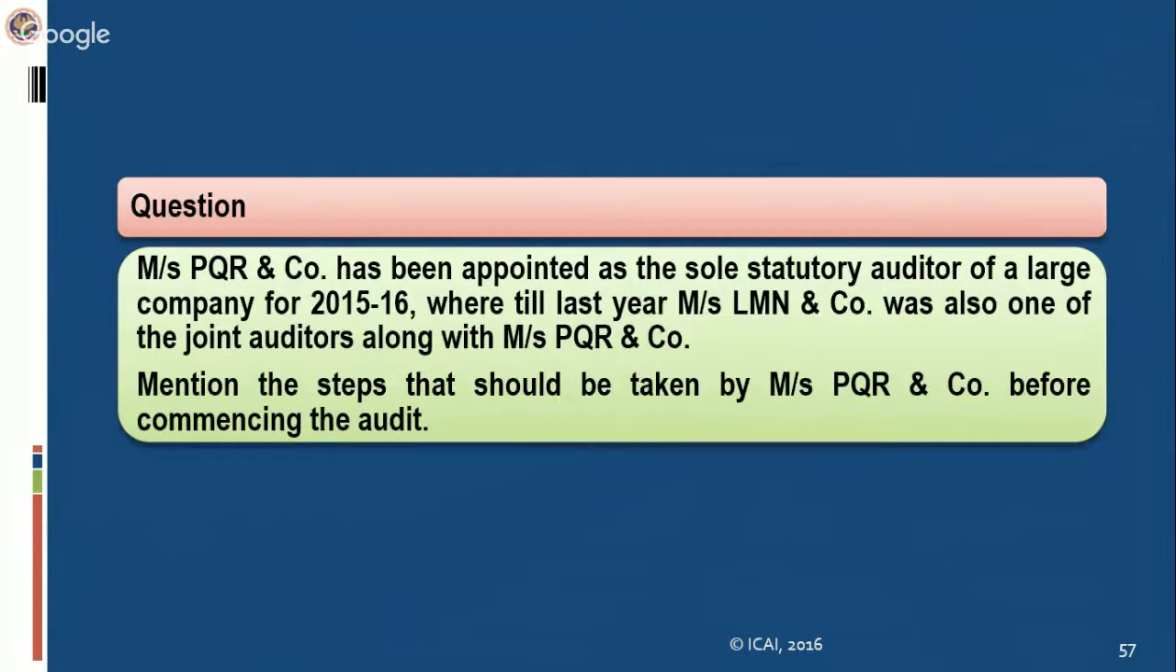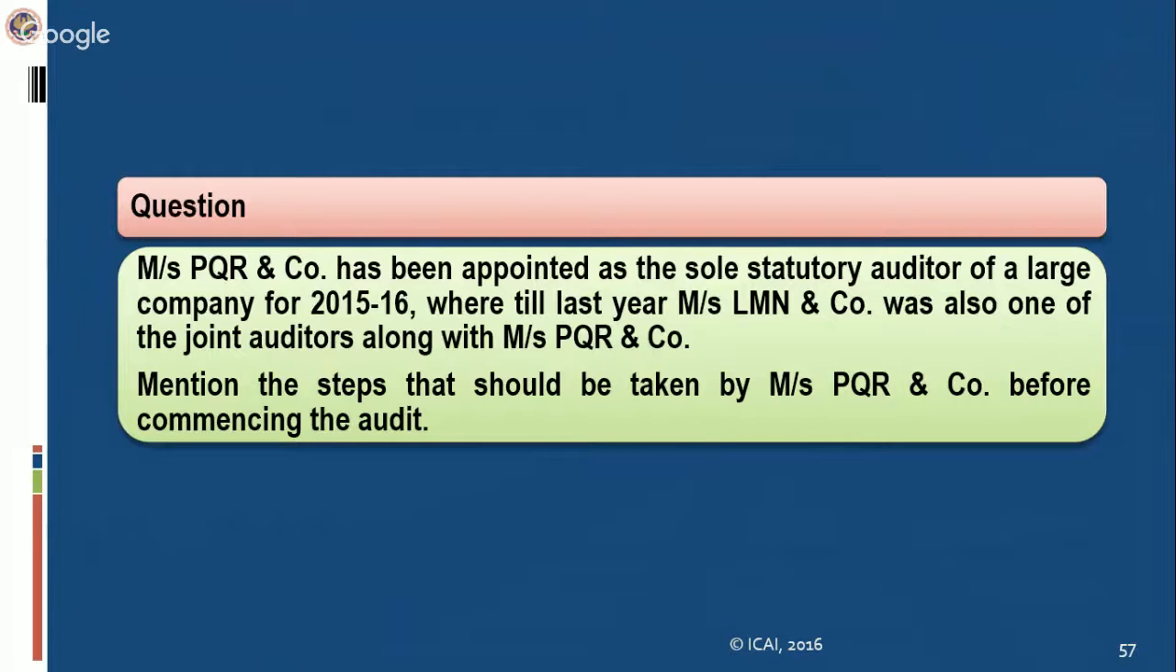Messrs. PQR & Company has been appointed as the sole statutory auditor of a large company for year 2015-16, where till last year, Messrs. LMN & Company was also one of the joint auditors along with Messrs. PQR & Company. Mention the steps that should be taken by Messrs. PQR & Company before commencing such audit. Here, as you can see, PQR was a joint auditor along with Messrs. LMN & Company in the previous year, but in the current year, only PQR has been appointed. This is equivalent to non-reappointment of one auditor.